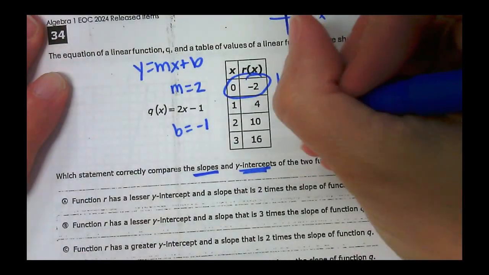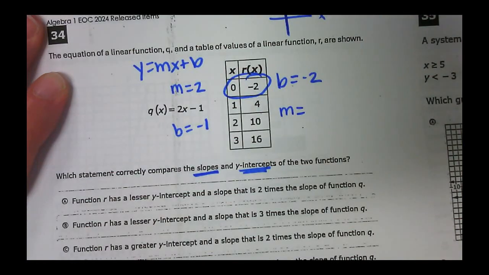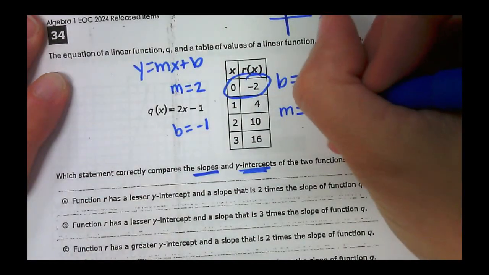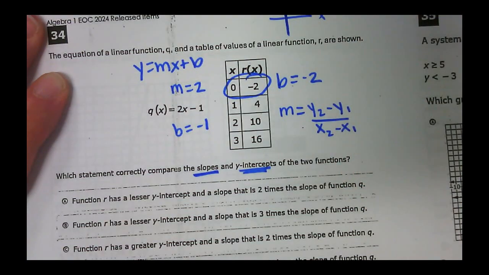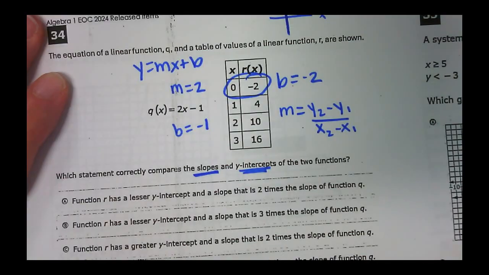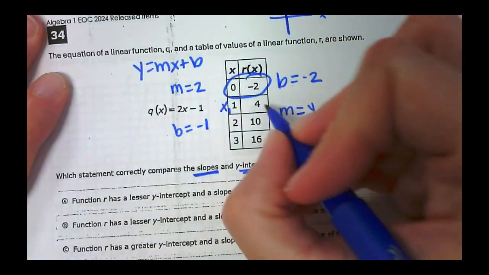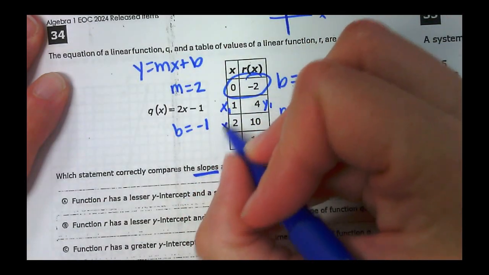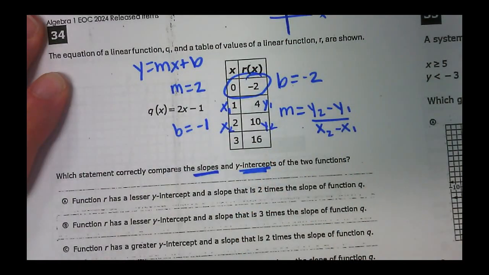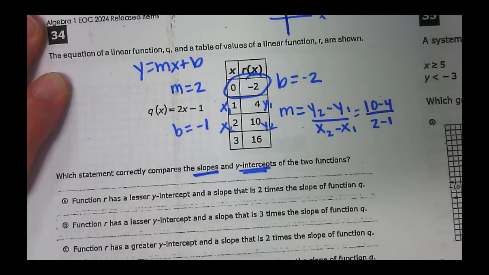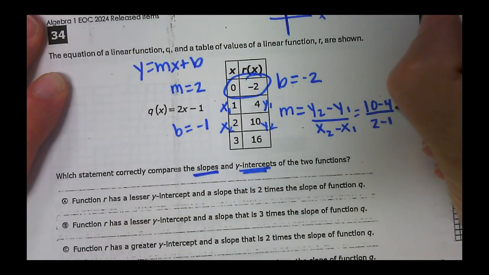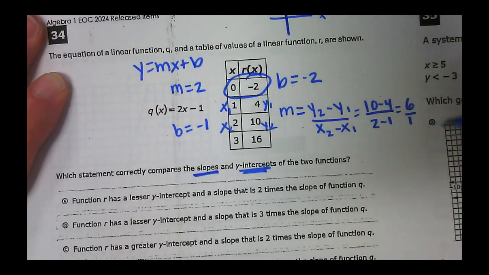Now your slope, you have to know your slope formula. Okay, your slope formula, you can use y2 minus y1 over x2 minus x1. And with this situation, you can pick any of these points to call 1 and 2. If I called this x1, y1, x2, y2, I would set this up as 10 minus 4 over 2 minus 1. So 10 minus 4 gives me 6, 2 minus 1 is 1, so my slope is 6.